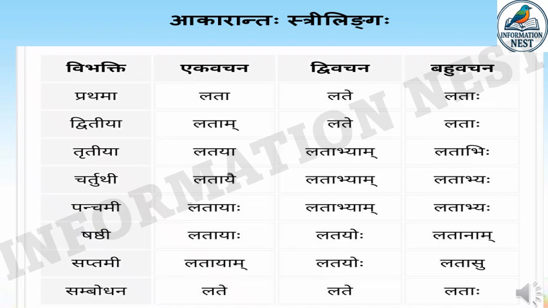When we talk about Prathama and Dvitiya Vibhakti, the basics, to say the creeper as a subject, we say Lata, Late, Lataha. Notice the dual form Late. It's very distinct. For the object case, that is Dvitiya, it becomes Latam, Late, Lataha. Did you notice? The dual and plural forms are exactly the same for the first two cases. That is one less thing to memorize.